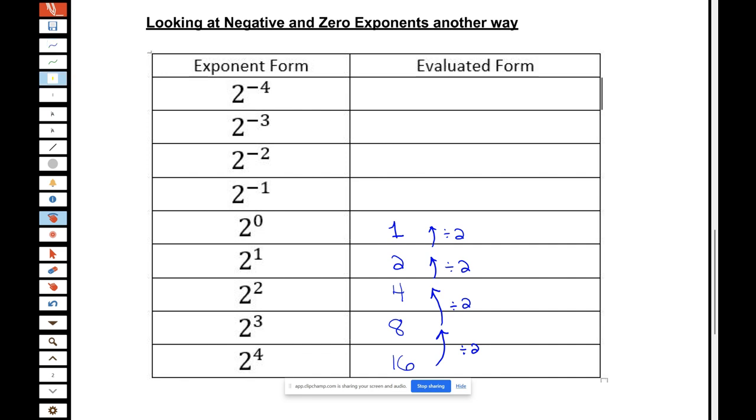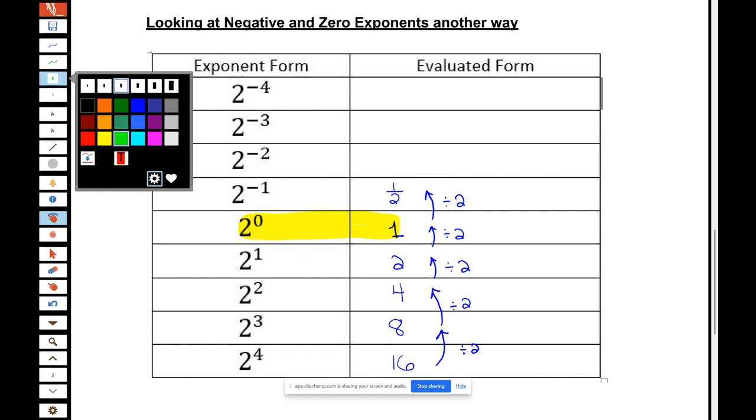Look, here's our zero exponent rule right here. 2 to the 0 is 1. But I want you to understand that we can just keep dividing by 2 to get previous answers. If I do 1 divided by 2, I get 1/2. There's our negative exponent rule.